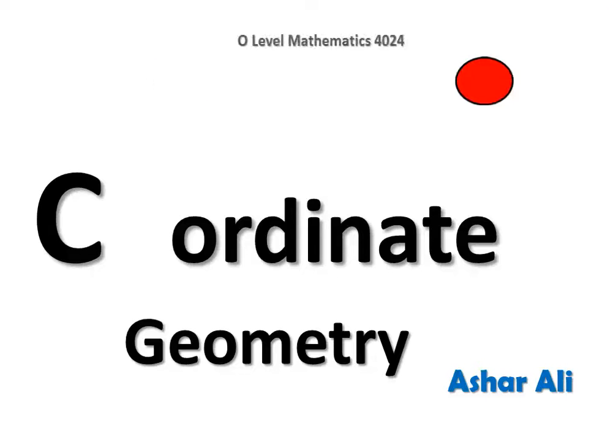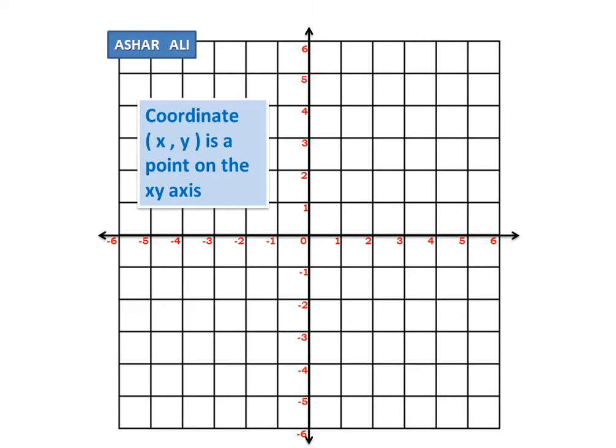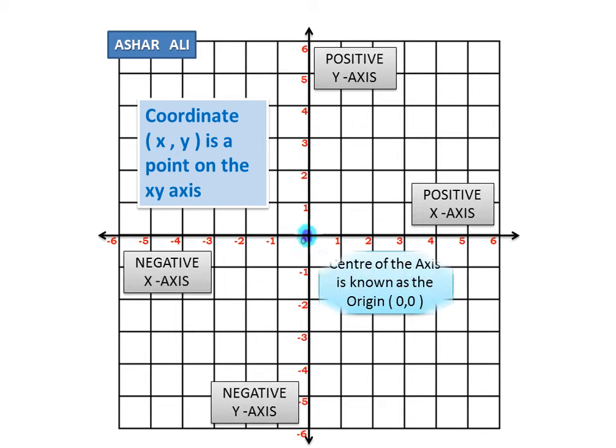Coordinate geometry. A coordinate or vertex is a point on the xy axis. The center of the axis is known as the origin.